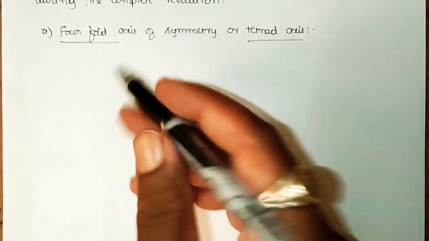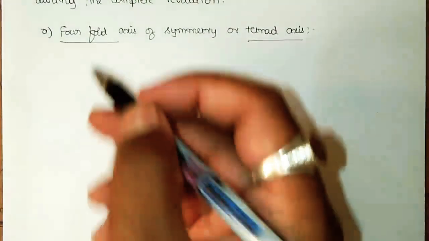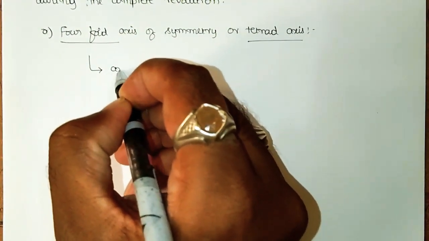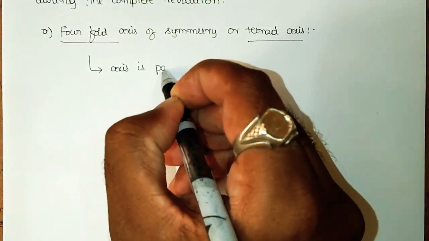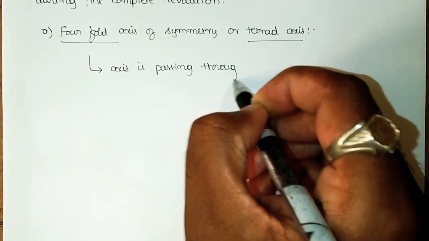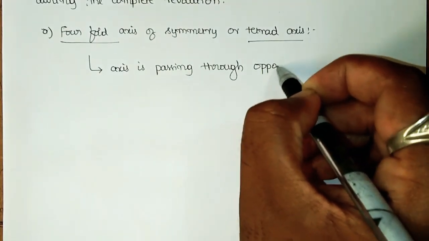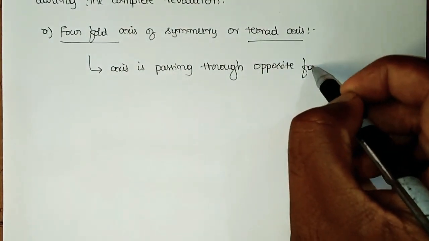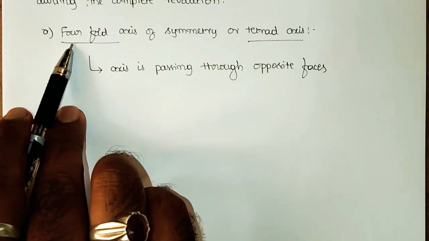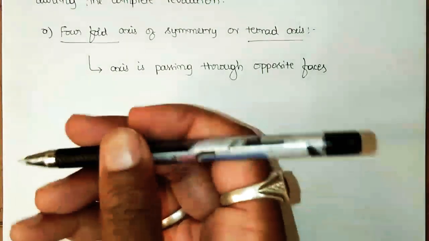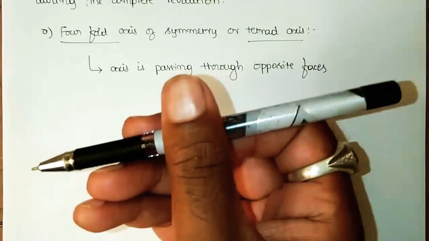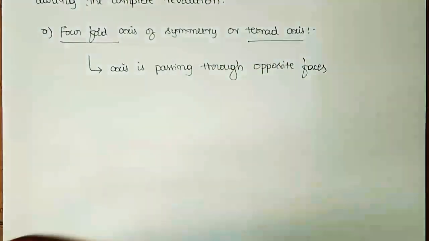The name itself is telling you that we are giving 4 rotations, and this comes into picture if the axis is passing through opposite faces. So when the axis of symmetry is passing through opposite faces, that axis will be a fourfold axis. That means if you are rotating the crystal about that axis, after the 4th rotation, the crystal will give the same appearance as its original appearance.